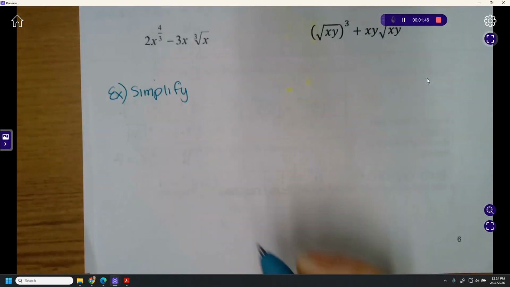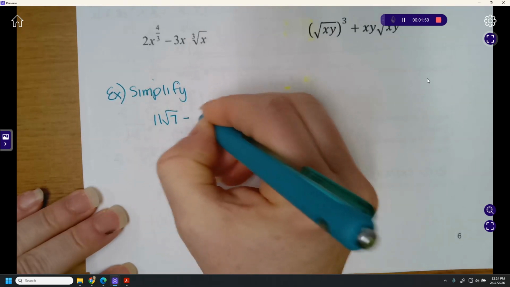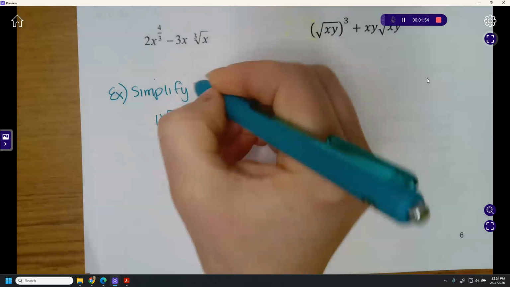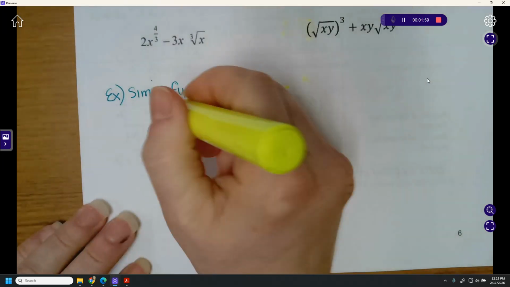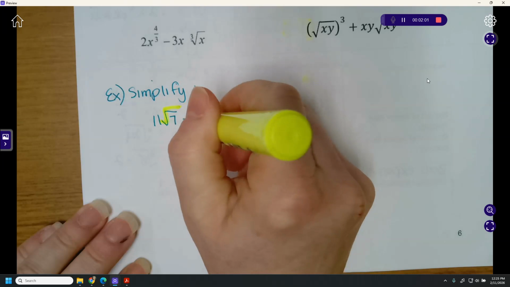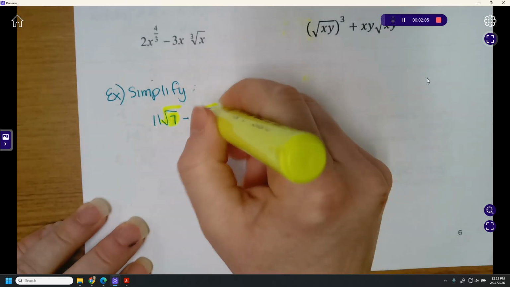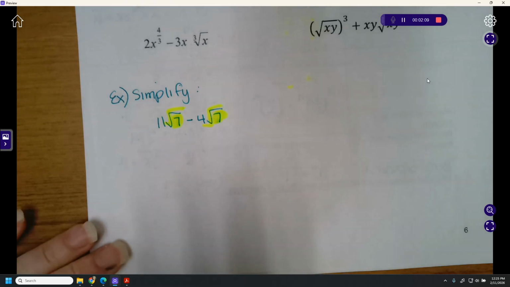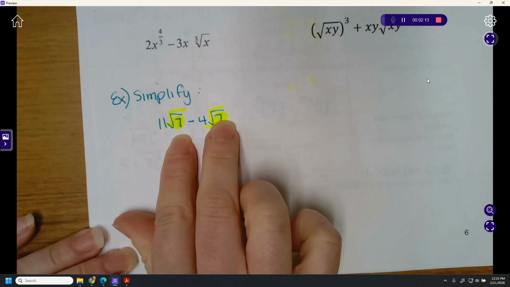I said we have 11 times the square root of 7, take away 4 times the square root of 7. So what we need to decide is, first of all, is the index the same? These are both square roots, so good. Also, is what's inside the square root exactly identical? They are. And so we almost treat this like when we have a variable. As long as these two are exactly identical, we can put them together.